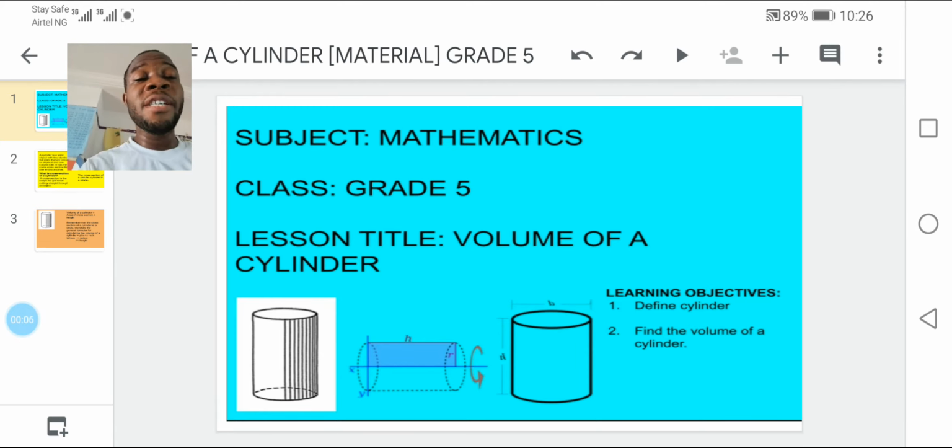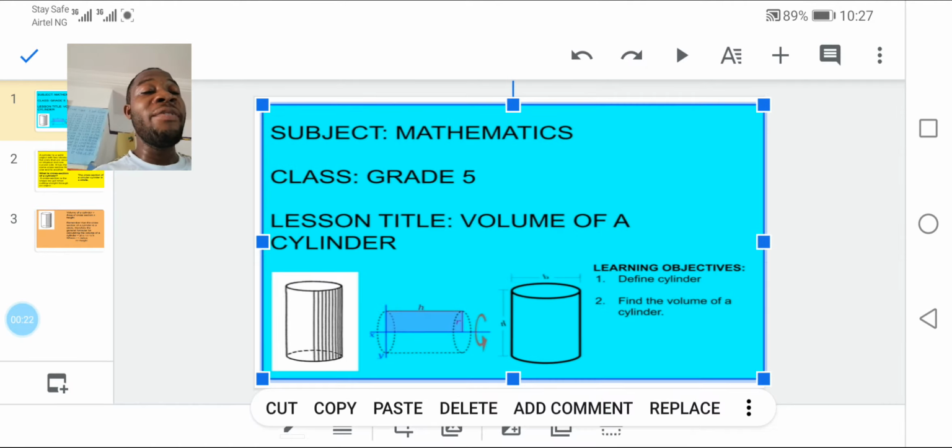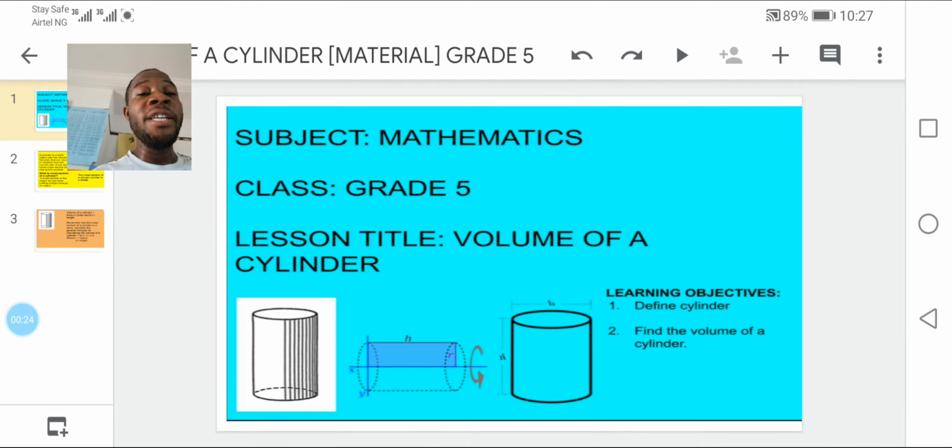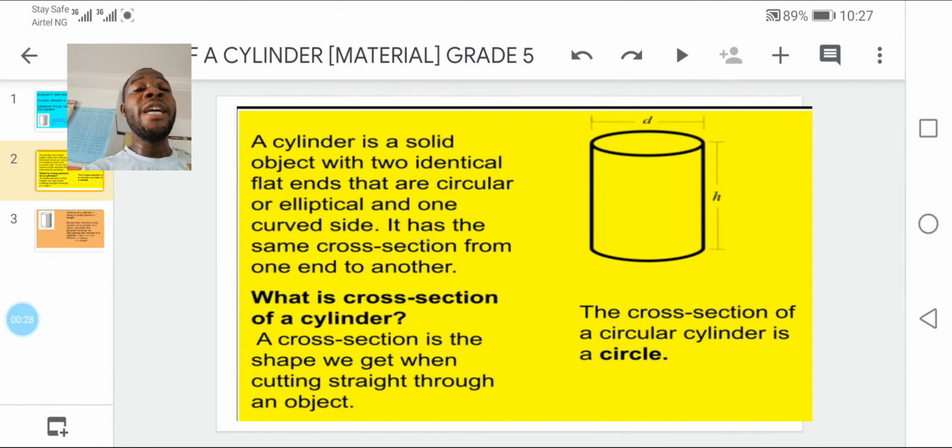In our mathematics class for today, we shall be considering the topic volume of a cylinder. What are the objectives of this class? By the end of this class, you should be able to define cylinder. You should be able to find the volume of a cylinder.